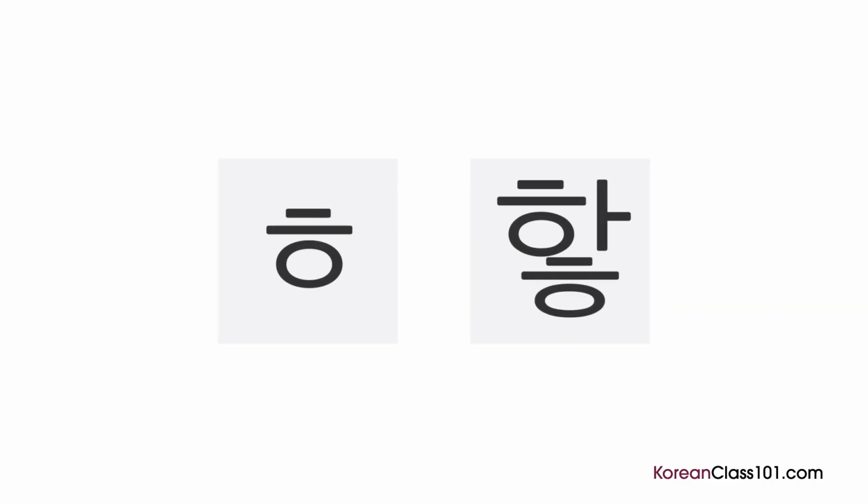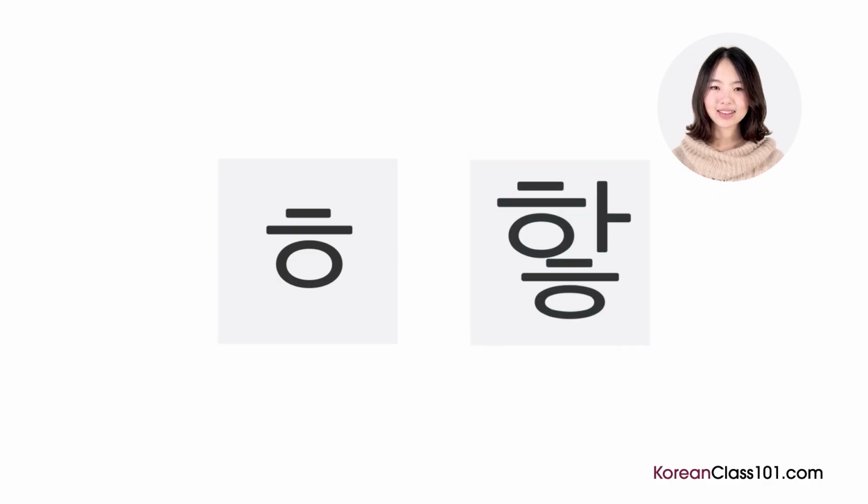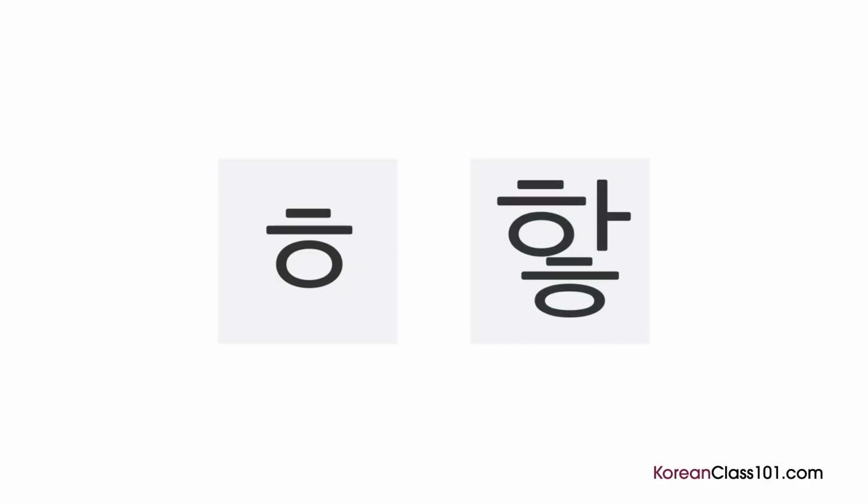Here's another example. This letter usually makes an H sound. In the Batchim position, you need to read it as T. Listen to the native speaker. In this block, the letter appears both in the top and in the Batchim position. 핫. 핫. We'll cover this in greater detail in Lesson 10.